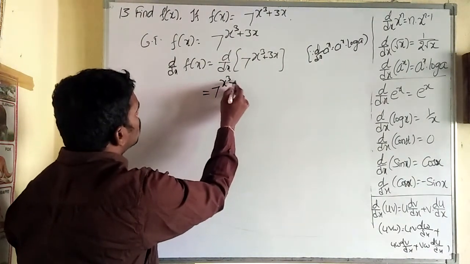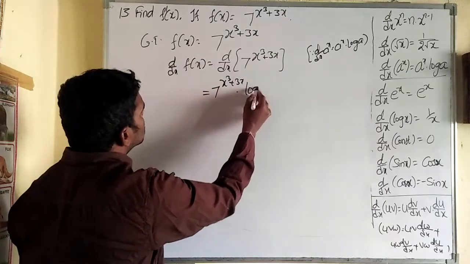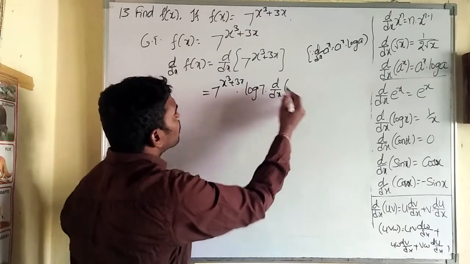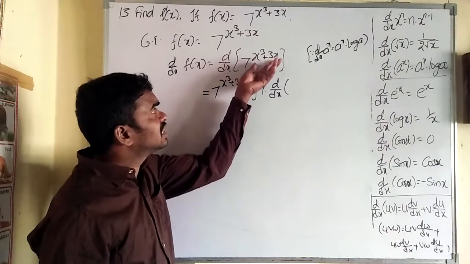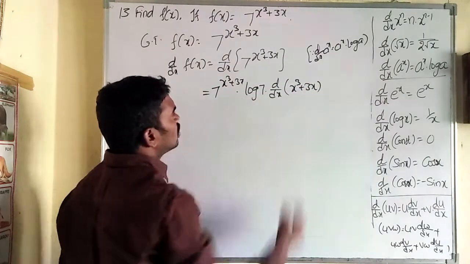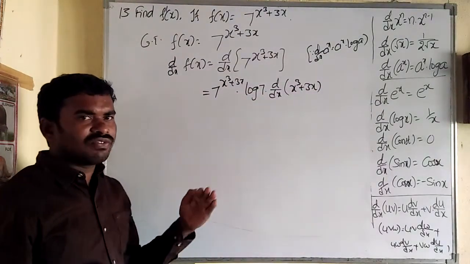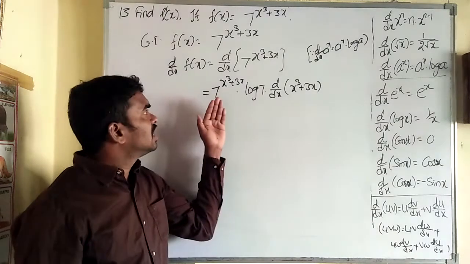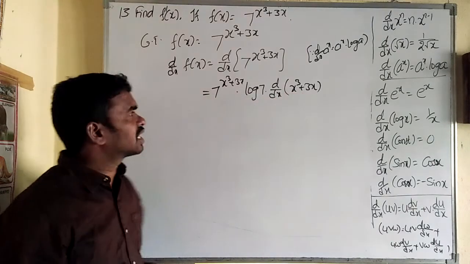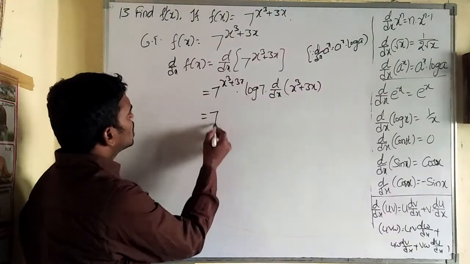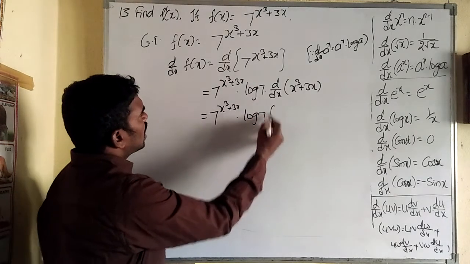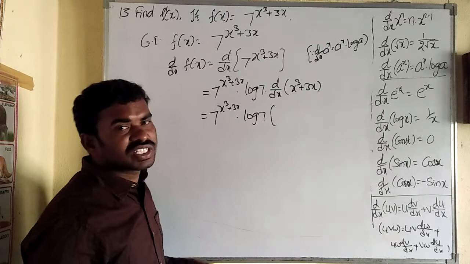So 7 power x cube plus 3x into log 7, and into d by dx of, instead of x, x cube plus 3x is there, so write down x cube plus 3x. Note that the derivative of f of g of x is the derivative of f of x into the derivative of g of x. There is nothing to change here; write down into log 7 as usual, and find the derivative of x cube plus 3x.